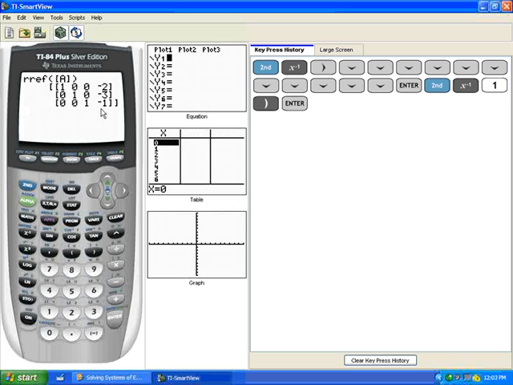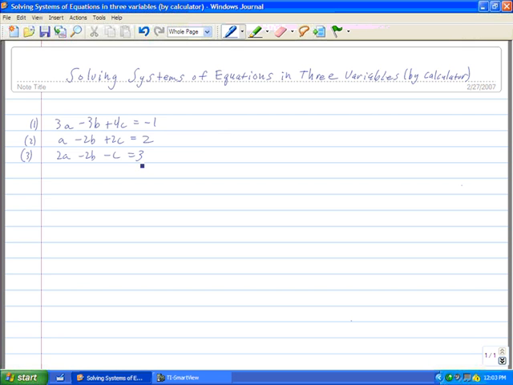So my solution set is negative 2, negative 3, and negative 1, with, frankly, very little pencil and paper type work. And what's really nice about this is you can work with this with smaller matrices, therefore smaller systems of equations as well. Let's look at another example.